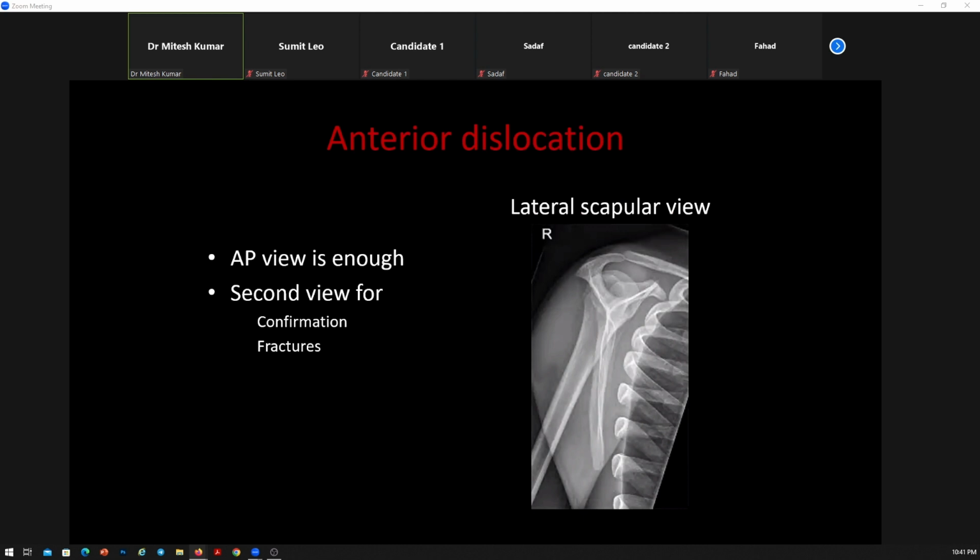For anterior dislocation, one view is enough. The second view is taken mainly to confirm the diagnosis and to look for associated fractures like fracture of the greater tuberosity, Hill-Sachs lesion and bony Bankart. Unfortunately, I do not have an X-ray showing anterior dislocation in a lateral scapular view, but what we expect is that the humeral head will lie here. Anterior dislocation means the head will shift towards the ribs, whereas in posterior dislocation the humeral head will go away from the ribs. This is how we interpret lateral scapular view.